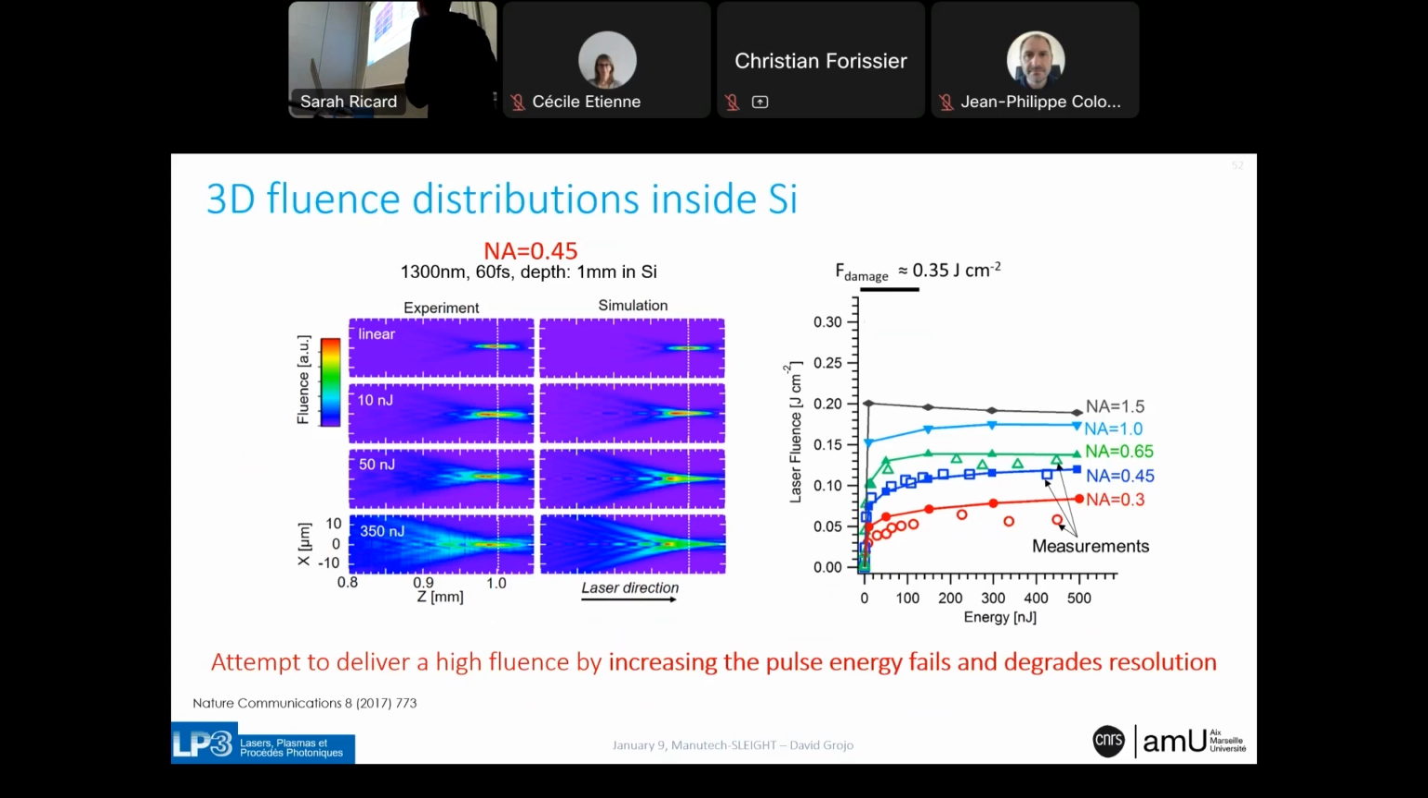So the first comment you can make from all this is that, whatever the numerical aperture, we have a clamping of the intensity which is delivered inside the material. Even with the highest NA, it clamps at a level which is still far below what you will need to modify permanently the silicon. So it's a direct demonstration that this intensity clamping is what is making it very difficult to achieve modification inside silicon. And in none of these experiments did we observe permanent modification in silicon.